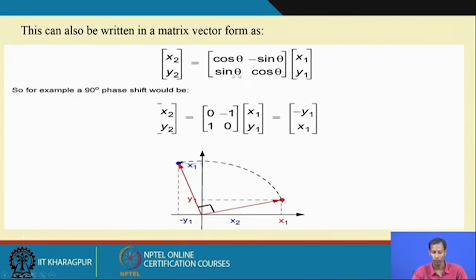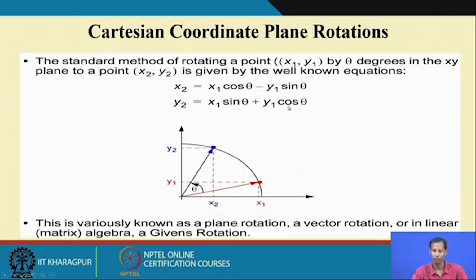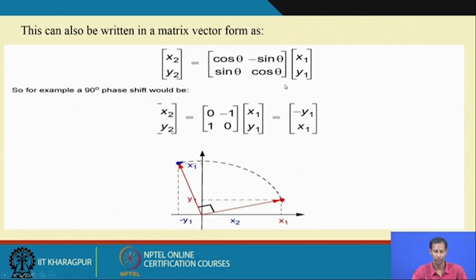So, y2 will be x1 sin theta plus y1 cos theta. So, this is written. Okay. If I rotate by 90 degrees, at that time, what will be its value? It will be 0, minus 1. If theta is 90 degrees, cos theta is 0 and sin theta is 1. So, 0 minus 1, 1 and 0. So, x2 and y2 will be minus y1 and x1.